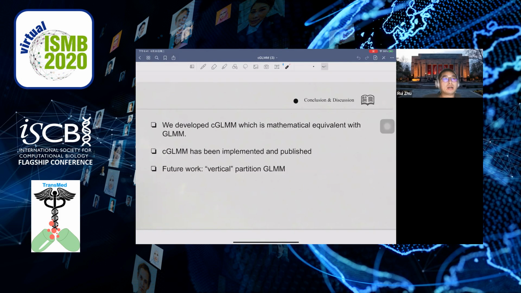So we proposed a collaborative method, CGLMM, to solve GLMM with horizontal partition. The method is mathematically equivalent to the regular GLMM optimization. Also, we implemented CGLMM in the R language, and the code has been published to GitHub. In the future, we may consider vertical partition, in which each data holder has the same observations or records, but each party has different SNPs.